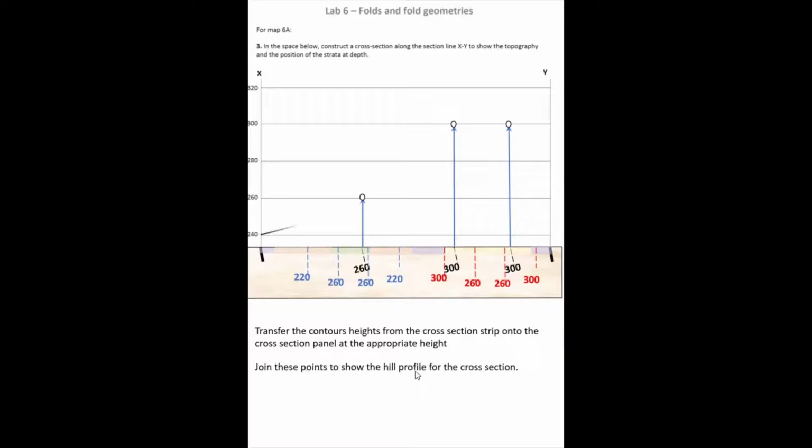and then I join these points to show the hill profile for the cross section, what I estimate the hill profile to be. I don't cross any of the other cardinal contour heights, and I interpret where the hills are and where the base of the valleys is, where they'll be on our hill profile.